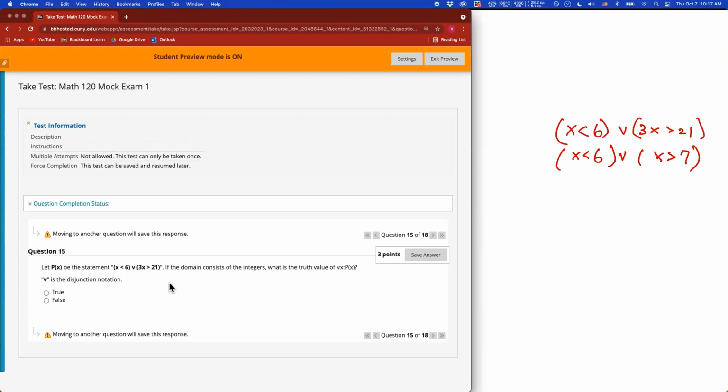Okay, I see people say no. If not, can you give a counterexample? It cannot be 6 or 7, right? 6 is not less than 6 and it's not greater than 7. Same thing at 7. So 6 and 7 are counterexamples. Since we say for all integers x, we want it to be true, this is false.